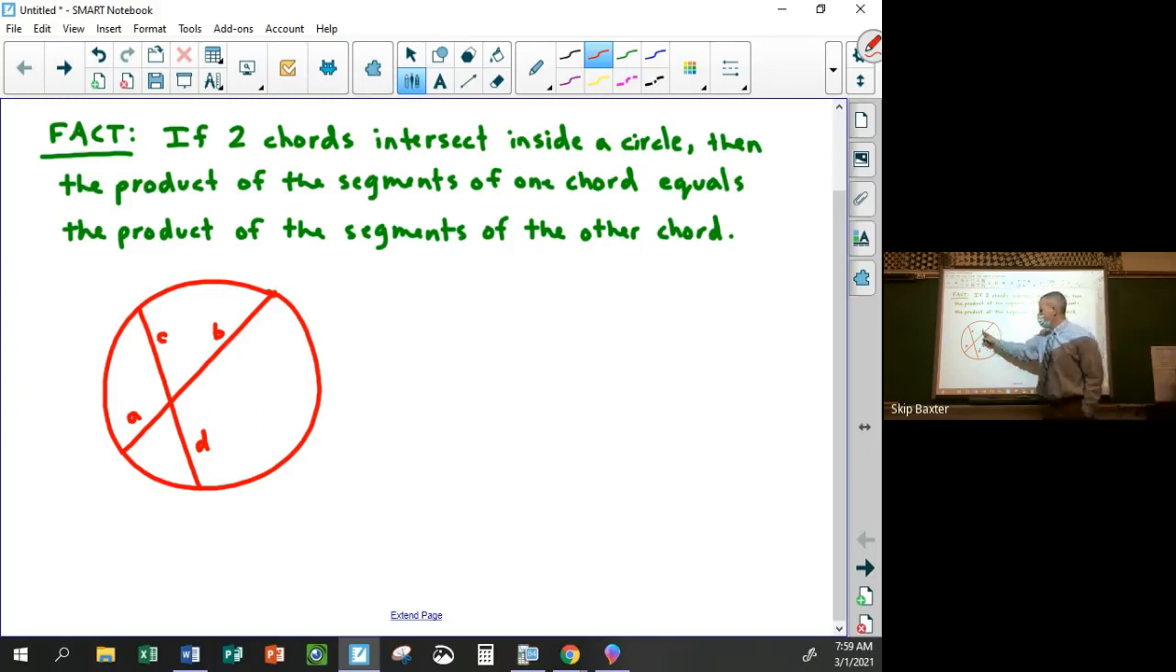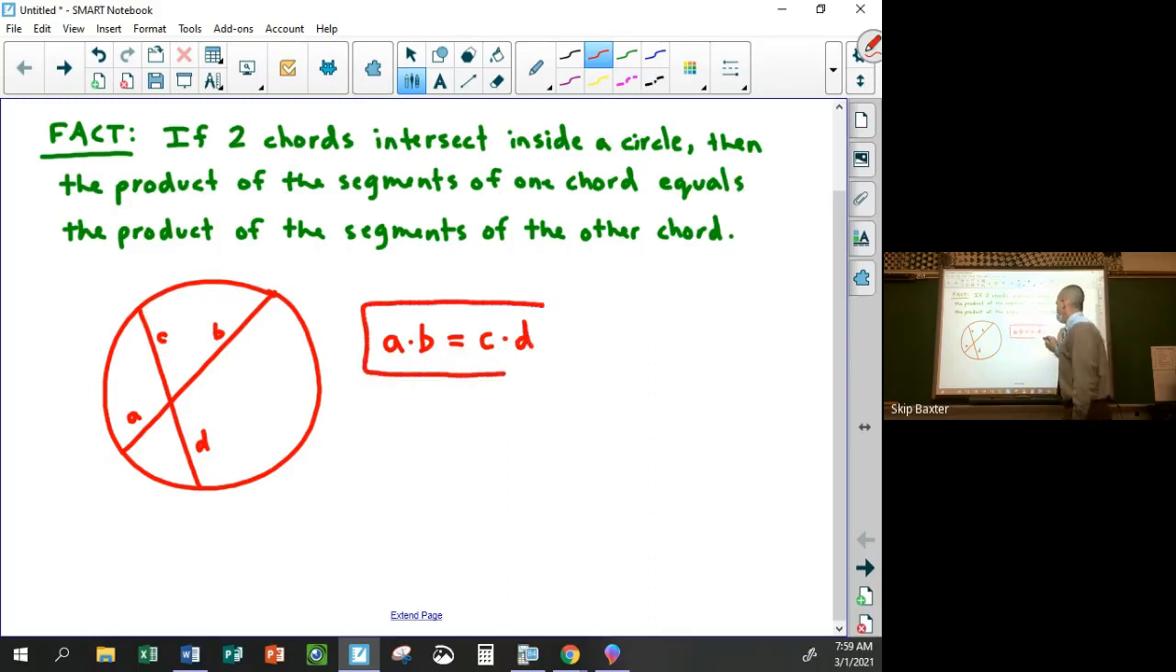The product of the segments of one chord, A times B, equals the product of the segments of the other chord, C times D. That's what this fact is saying. You have two chords intersecting inside a circle, and the product of the segments of one chord equals the product of the segments of the other chord. Any questions so far?